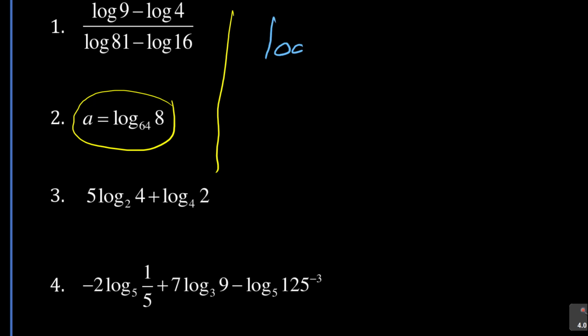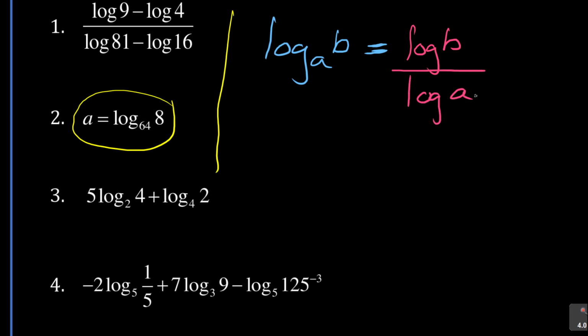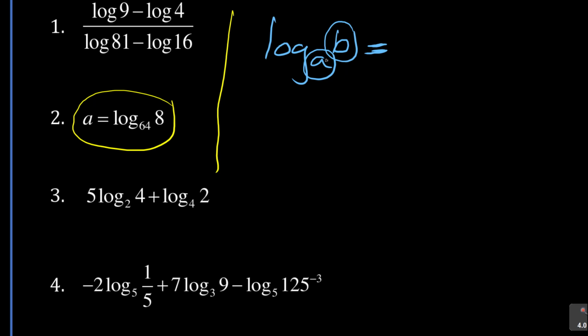If I give you log in base A of B, and I want us to change the base to any base we can think of, maybe base 5. If it's base 5, how are you going to do it? You're going to say log, B will remain on top, over log A will remain at the bottom. Then you just put the base 5 here and 5 there. Let me repeat again. It doesn't matter which base you want to change to. B goes to the top and A goes to the bottom. It's a fraction.